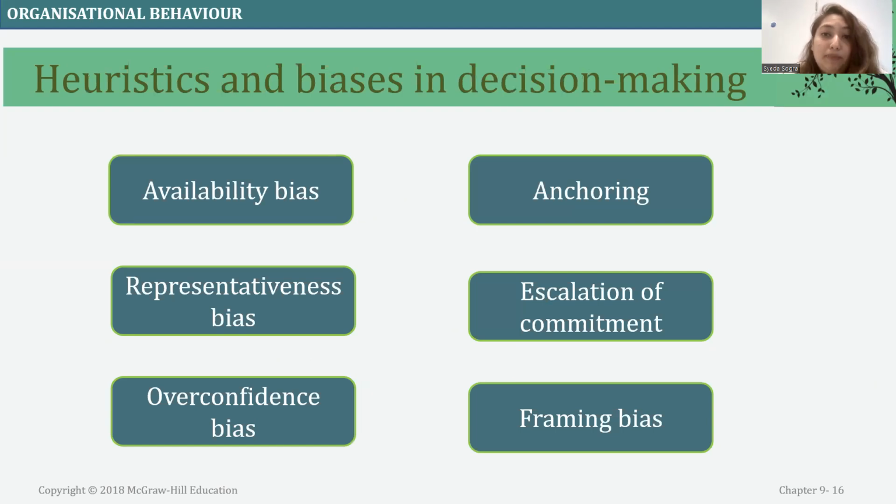If you look into the bias or heuristics in decision-making, this forms due to the availability bias. This can be representativeness bias as well, overconfidence bias, anchoring, escalation of commitment, and framing bias.